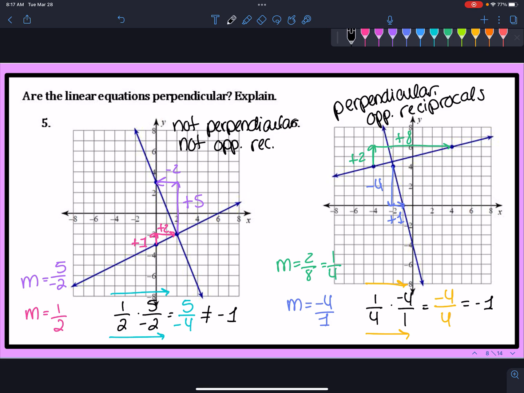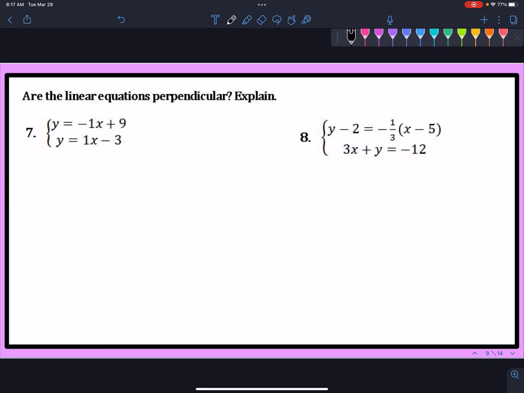There we go. Now we can do this exact math without needing a graph. We've done this before with parallel lines. So let's try number 7. What is the slope? Hopefully you said -1. What's the slope in the other one? Hopefully you said 1. Does -1 times 1 equal -1? Yes, it does. So these are perpendicular.